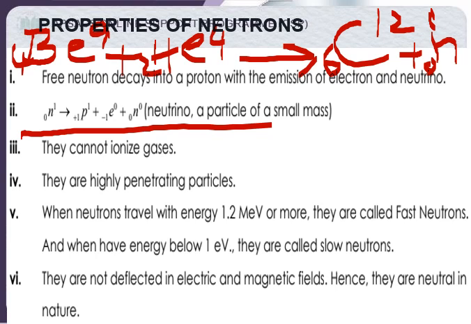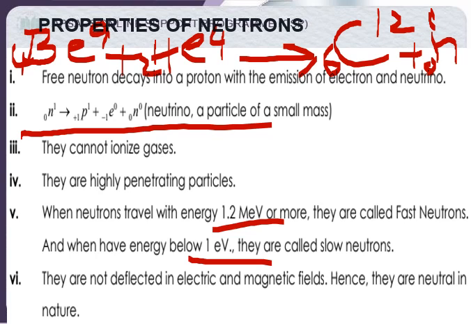Now there are 2 types of neutrons, one which are called fast neutrons and the other one which are called slow neutrons. When the neutrons travel with the energy of 1.2 mega electron volts, they are termed as fast neutrons. And when they have energy below 1 electron volt, it is the unit of energy, right? They are termed as slow neutrons.